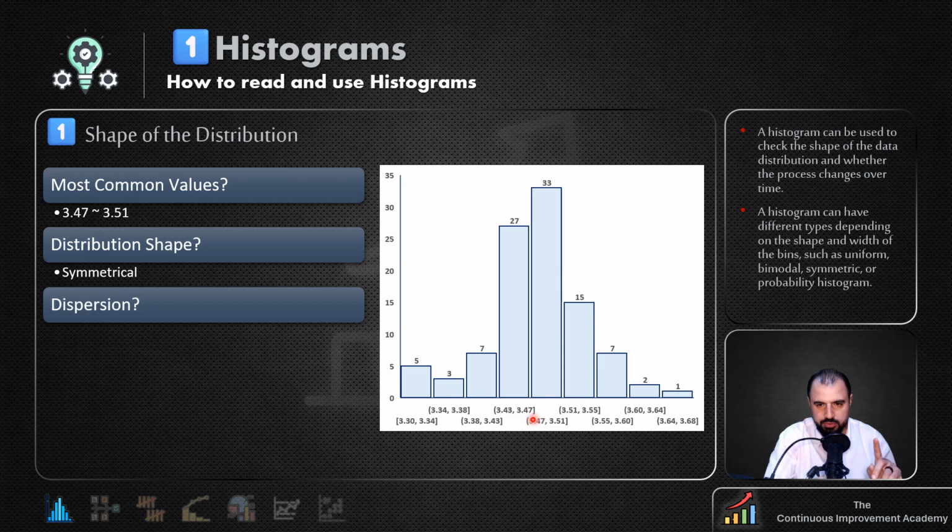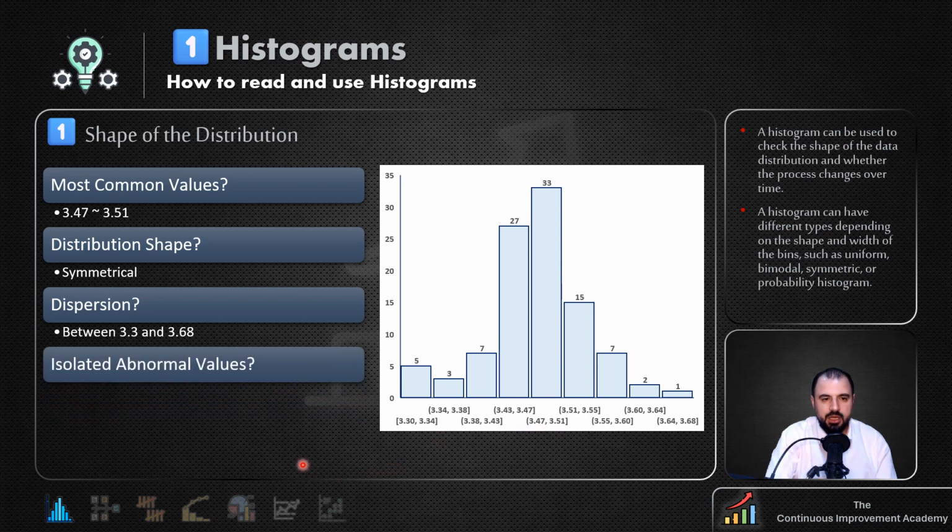Remember, so far we are not talking about the target. We are talking just about our average performance and the dispersion. Okay, so the dispersion is between 3.3 until 3.68. This is the range.